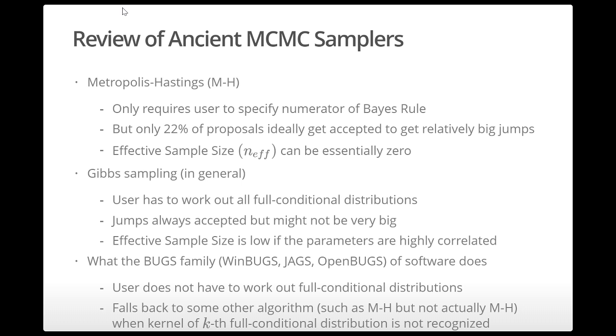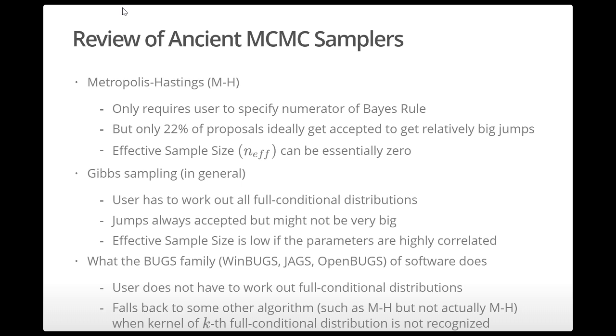The jumps are always accepted, but they might not be very far. And if they are not very far, then the effective sample size can be low, and that tends to happen when the parameters are highly correlated, and thus the conditional variance is much smaller than the marginal variance for any parameter. And this is only going to work if all the full conditional distributions have forms where you have an explicit algorithm where you can draw from that distribution.